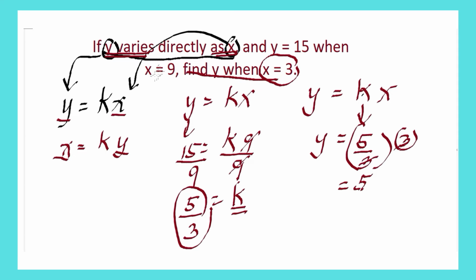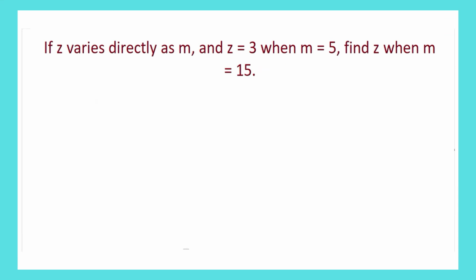When the value of x is 9, the value of y is 15. So what is the value of the constant of proportionality? It's 5/3. Let's have another example.